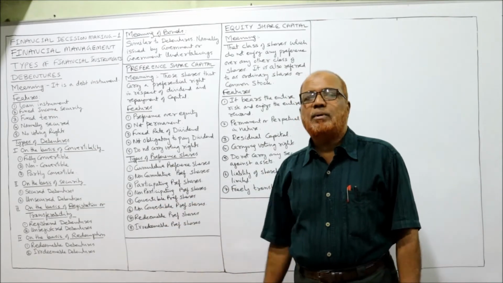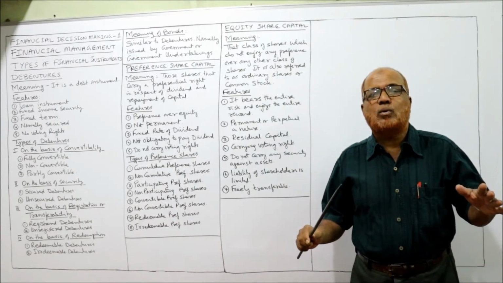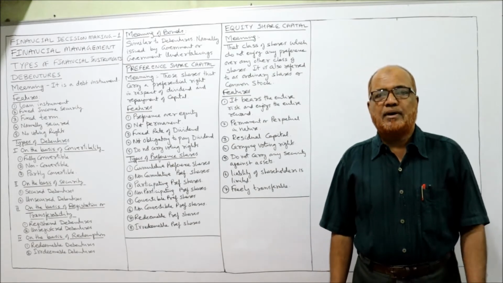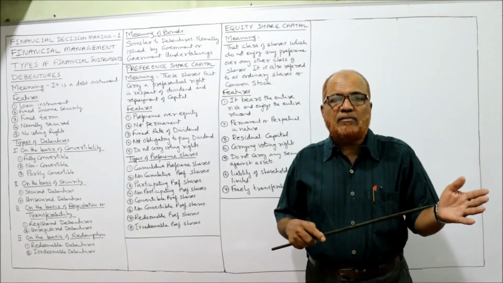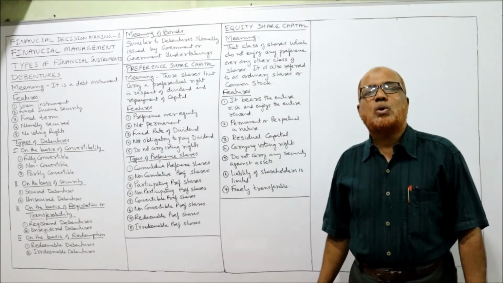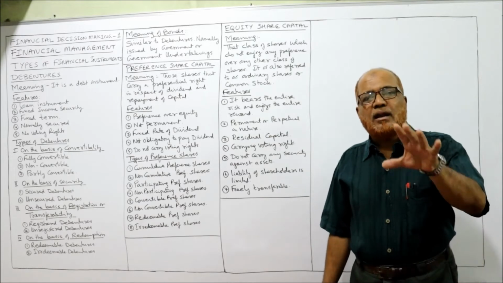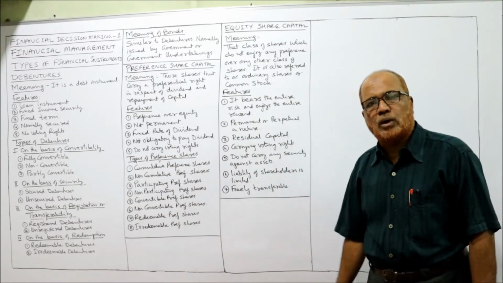Now, unsecured debentures are those where the company has not provided any security to the debenture holder. Debenture holders are unsecured. That means whatever amount they have invested, they don't have any security on the assets of the company. That is called an unsecured debenture. The rate of interest on unsecured debentures will normally be high compared to secured debentures.